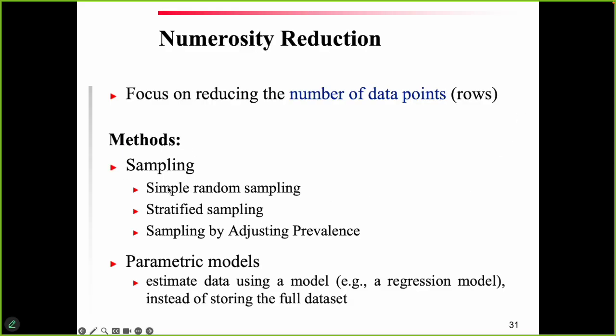And we saw several methods here, right? Sampling, like for example, simple random sampling, stratified sampling, and sampling by adjusting prevalence. And then we have some other methods, like estimating data using a model, for example, a regression model. That is also another way, instead of just storing the full data set. So numerosity reduction is mainly about reducing your storage, computation, and training time when the data set is, for example, very large. For example, if you have millions of rows and you want to use just a subset of your data.